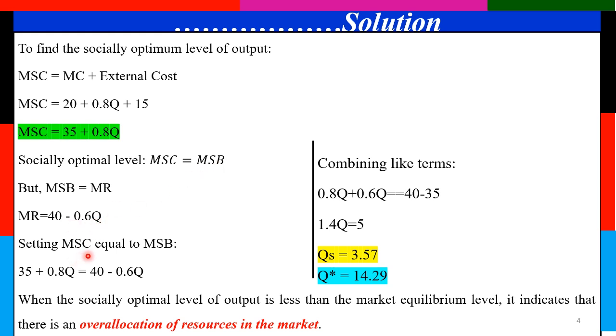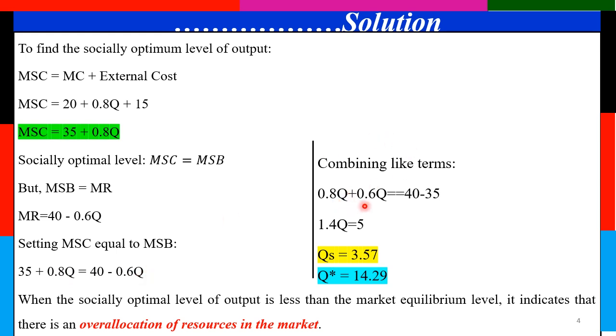Setting marginal social cost equal to marginal social benefit. This is the marginal social cost. This is the marginal social benefit. Again, collect like terms. Collect like terms. Number in one side, variable in one side.